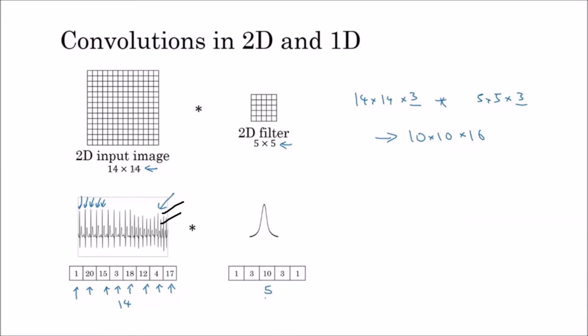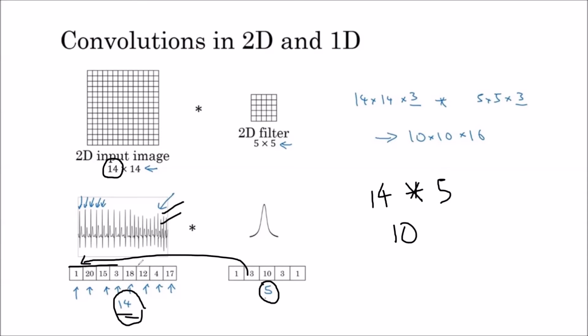In the 1D example, ECG is an example of 1D. This is a time series signal, the heartbeat, how the heartbeat is taking place, that will be represented here. Instead of 14 by 14, we only have one-dimensional information, 14. And now we have to consider the filter. Instead of 5 by 5, we are considering only a filter of 5. So when we are convolving this 14 with the 5, the output will be, as usual, 10. We convolve this 5 initially here, and then we shift with the stride.